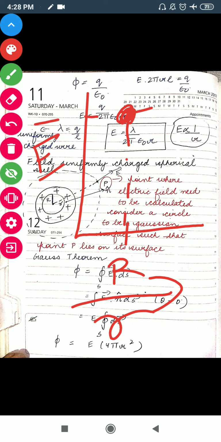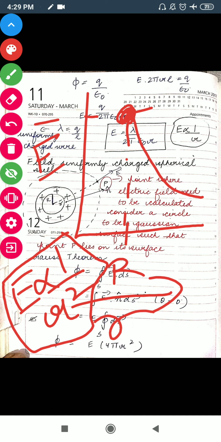And here this topic gets completed. There were 3 topics under the topic flux: what is flux, Gauss law, and applications of Gauss law. Thank you so much.